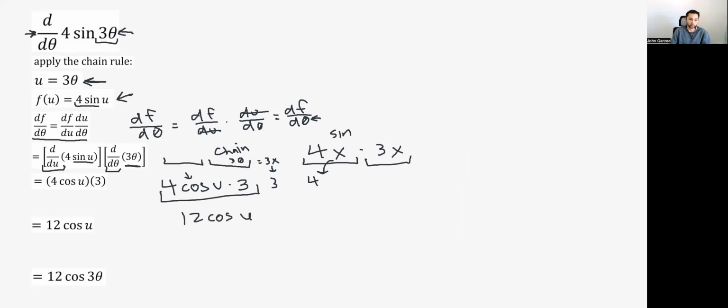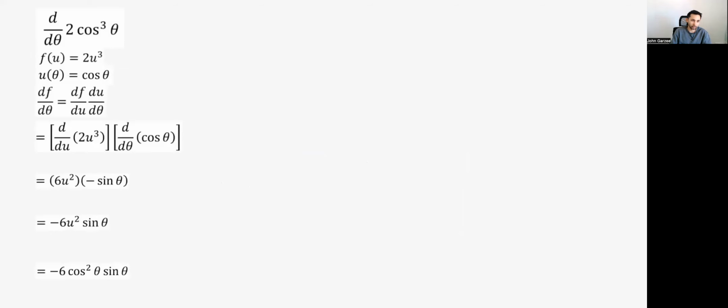And then when you replace u for 3 theta, it's going to be 12 cosine 3 theta. Cool. All right, let's try another example. We've got 6 examples total. So this should give you a good understanding of all this stuff.